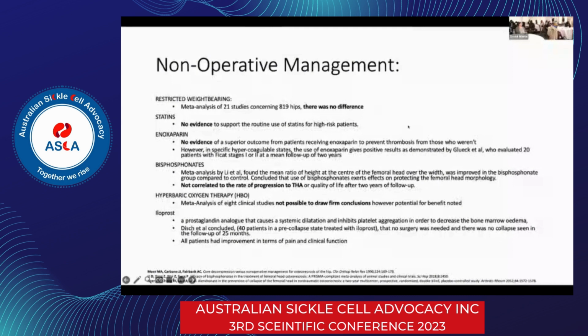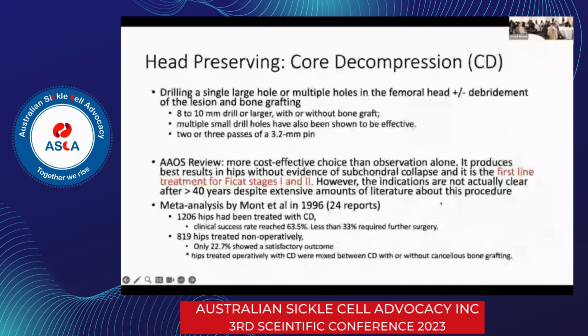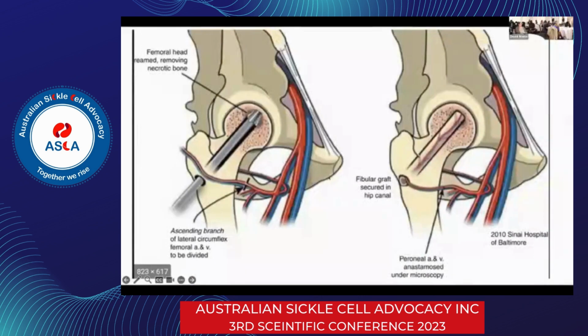There are things we can try before hip replacements. We can try non-weight bearing, statins, clexane, bisphosphonates, hyperbaric therapy, and iloprost, a prostacyclin analog. None of them really have strong evidence to be able to save the hip. We know that core decompression is probably our best option, but it has to be pre-collapse, and that's what core decompression looks like.